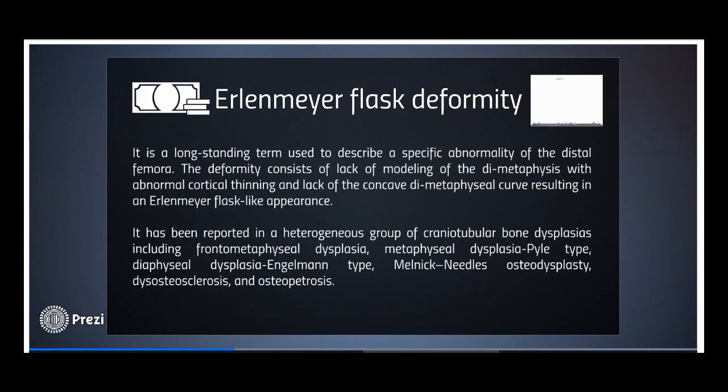Erlenmeyer Flask deformity. It is a long-standing term used to describe a specific abnormality of the distal femora. The deformity consists of lack of remodeling of the metaphysis with abnormal cortical thinning and lack of the concave metaphyseal curve, resulting in an Erlenmeyer Flask-like appearance. It has been reported in a heterogeneous group of craniotubular bone dysplasias, including frontometaphyseal dysplasia, metaphyseal dysplasia Pyle type, diaphyseal dysplasia Engelmann type, Melnick-Needles osteodysplasia, dysosclerosis, and osteopetrosis.